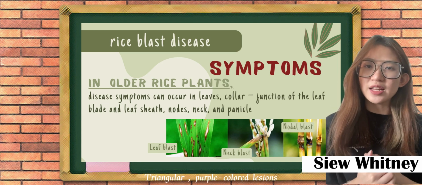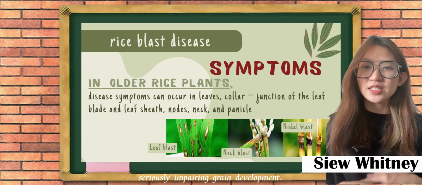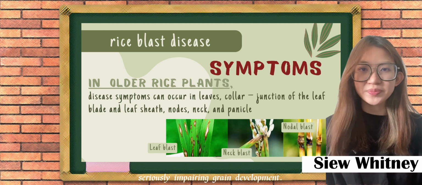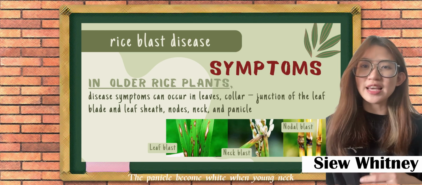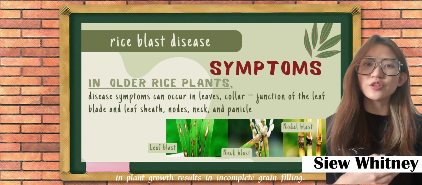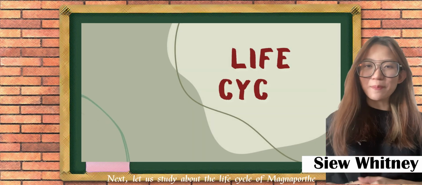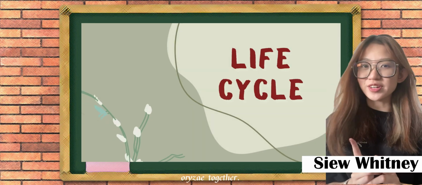Triangular purple color lesions form on the neck node which elongate on both sides, seriously impairing grain development. The panicle becomes white when young neck nodes are infected, and infection later in plant growth results in incomplete grain filling.